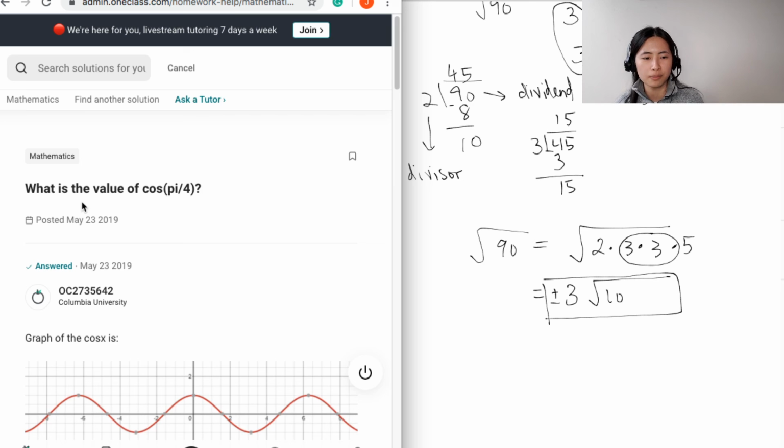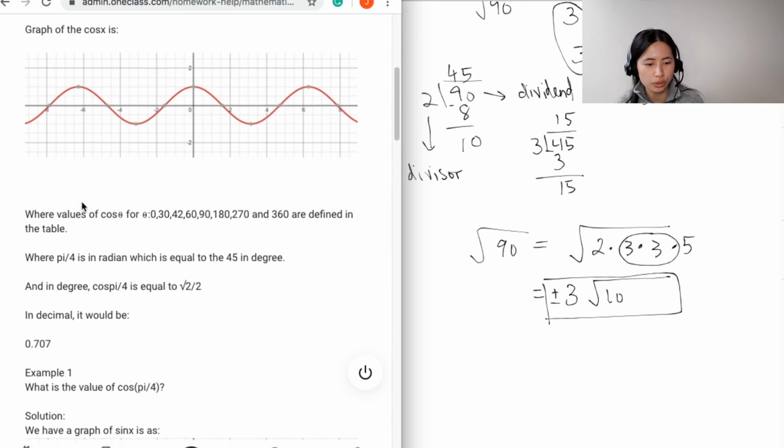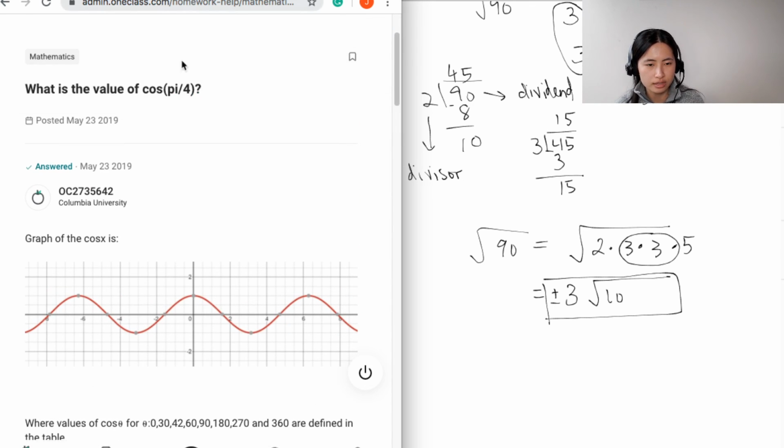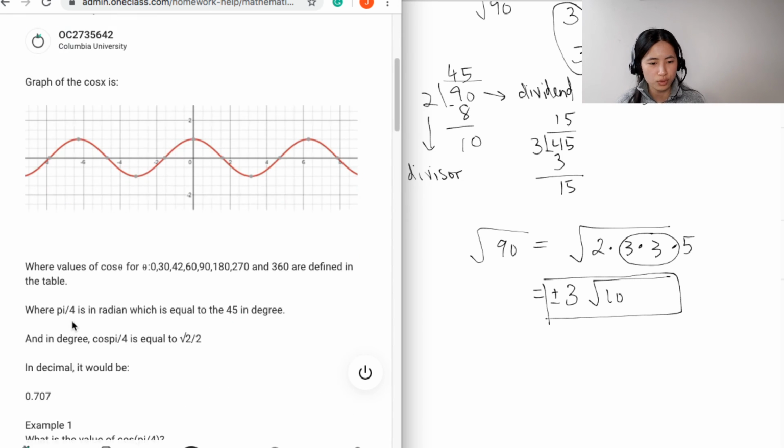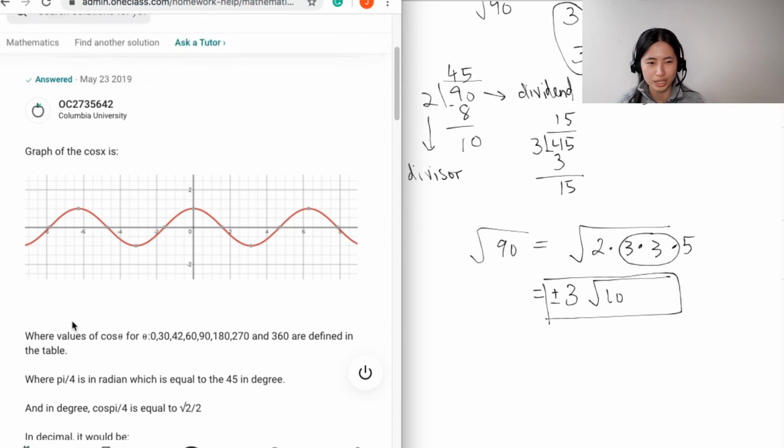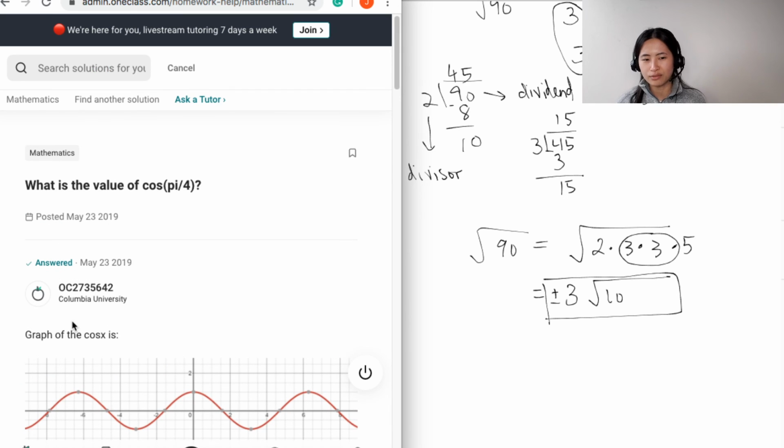Okay, great. So this is where we're going to leave off, I guess. Okay, I think we still have enough time. Okay, let's just do this question. So we have cosine pi over 4, right? So first of all, what is cosine pi over 4?